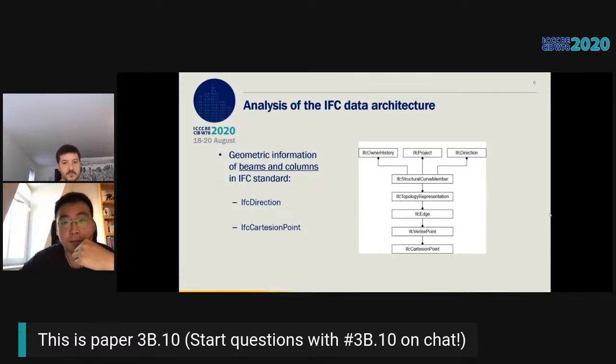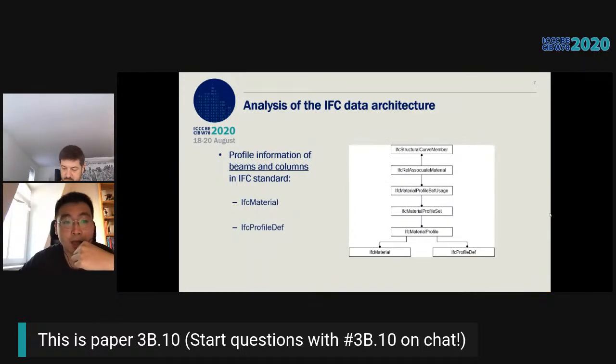These 1D building elements are composed by 2 points. The geometrical information hence are stored in this entity IFC Cartesian point. IFC direction indicates the object direction which is necessary in further FEM application. The data structure here demonstrates that the material parameter is stored in the entity IFC material, and the profile information is located under the entity of IFC profile def. It refers to the cross-section parameters such as height, width, area, moment of inertia, and so on.